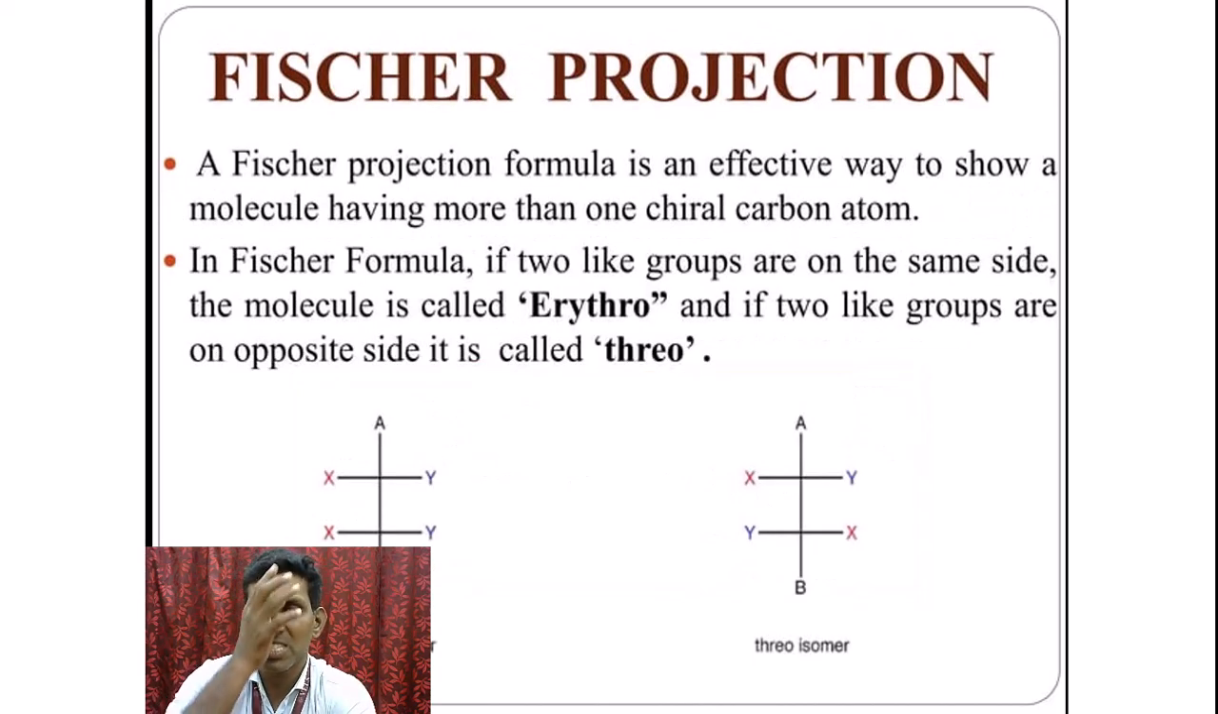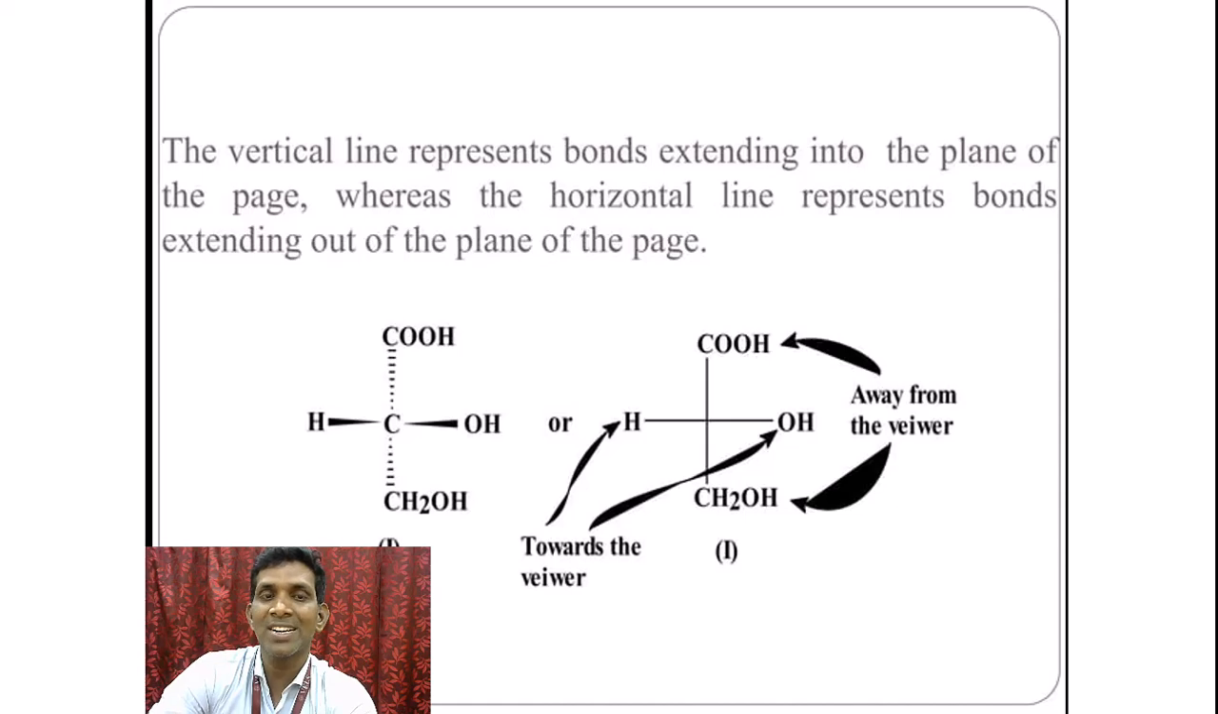So the Fischer projection is a very effective way to see molecules with more than one chiral carbon. In a Fischer projection, the atoms which are very close to me, I have to put in a horizontal bond, and the atoms which are away from me, I have to put in a vertical bond. For example, in the Fischer formula, two like groups on the same side means erythro, and two groups on opposite sides is the threo isomer. The vertical bonds represent bonds extending behind the plane of the page, whereas the horizontal lines represent bonds extending out of the plane.